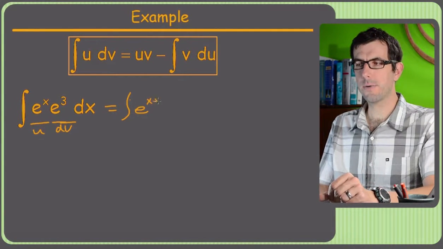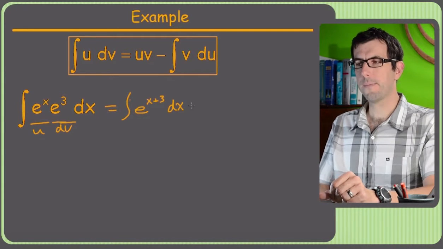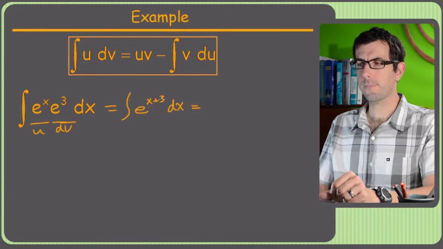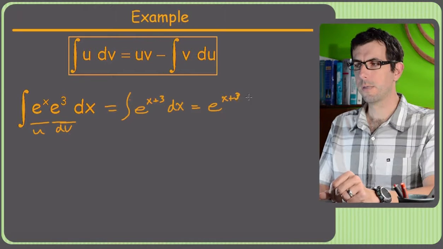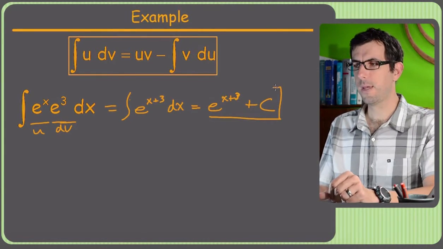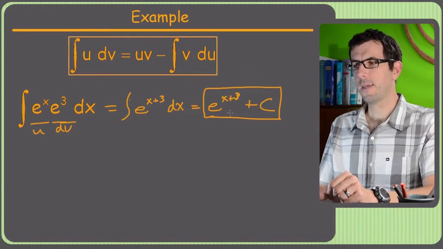So this is e to the x plus 3 dx. Pretty sweet. So that's just going to be e to the x plus 3 plus c. Oh my gosh, did I forget plus c in that last problem? That'd be terrible. All right, so plus c.